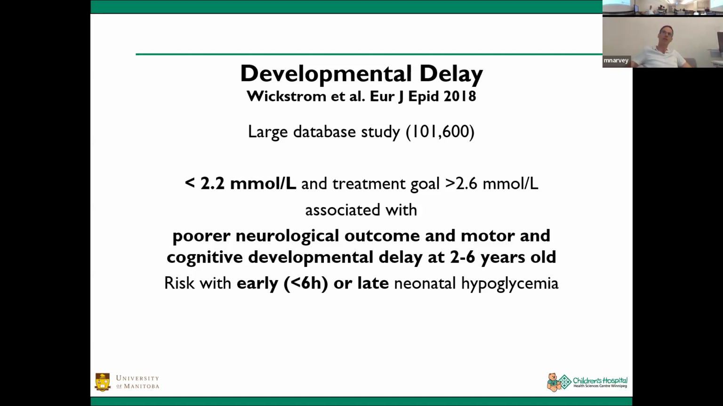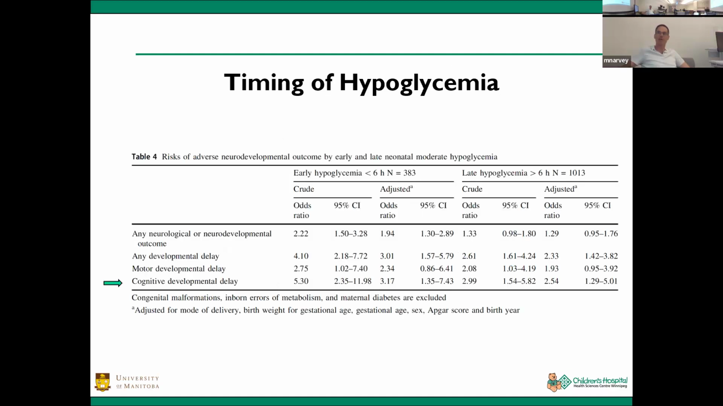And what they found was that those kids who failed this and had sugars under 2.2 had poor neurological outcome. So they found 2.2 was more the threshold at 2 to 6 years of age. They also found, and I'll show you the slide in a second, that both early hypoglycemia, under 6 hours, and late hypoglycemia had an impact.